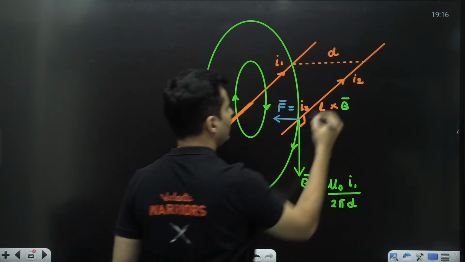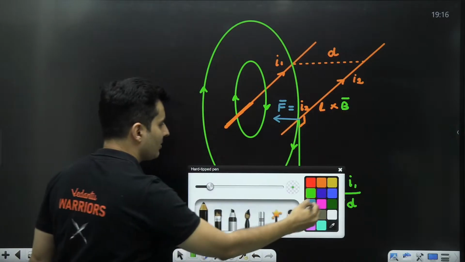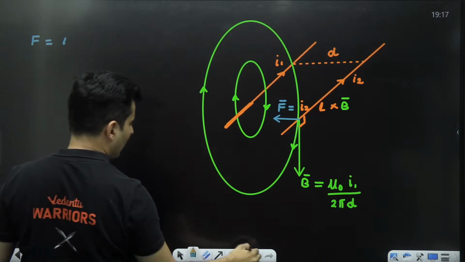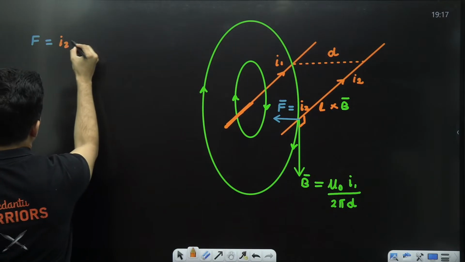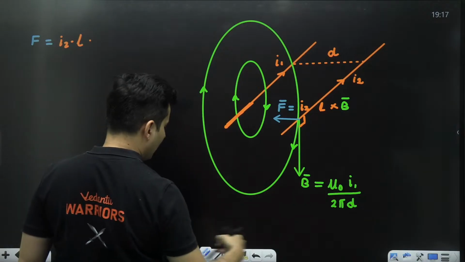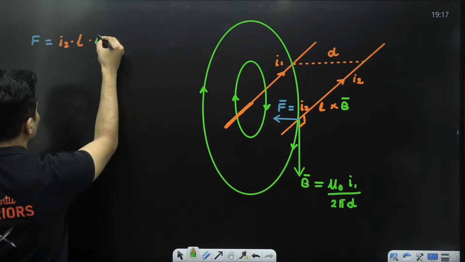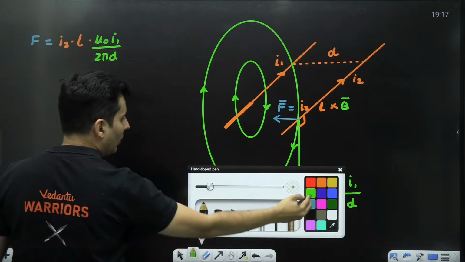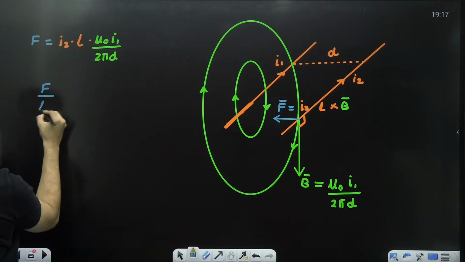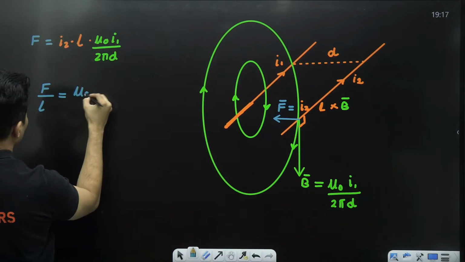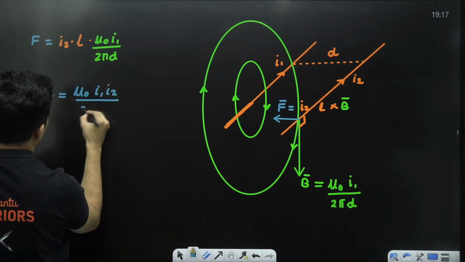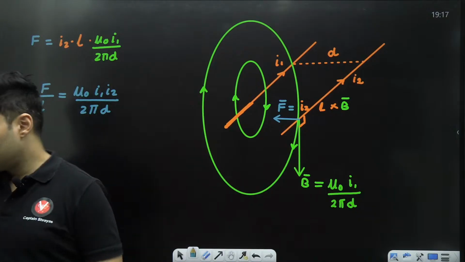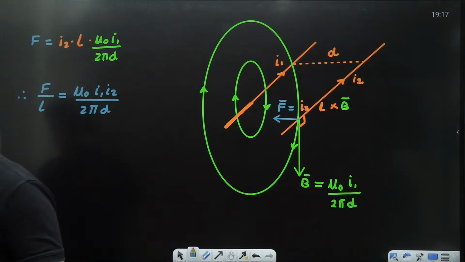So F = B I L, the cross product of I L and B. If you ask me how much this force is, magnitude wise, the current is just I2 only, there is no change in that. Length is, let's say, L. The magnetic field I just figured out right over here, which was mu naught I1 divided by 2 pi d. Shift the length below, and I will get force per unit length, which is nothing but mu naught I1 I2 divided by 2 pi d. That's it. I have got the force per unit length.